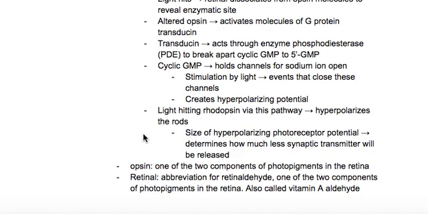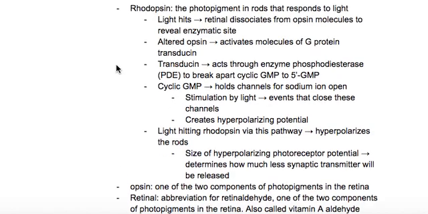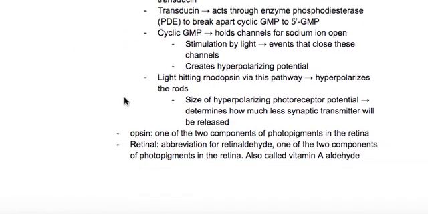The light hitting rhodopsin via this pathway hyperpolarizes the rods. The size of the hyperpolarizing photoreceptor potential determines how much less synaptic transmitter will be released. And those two subcomponents of rhodopsin are opsin and retinal.